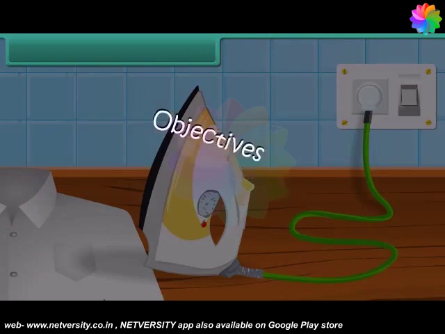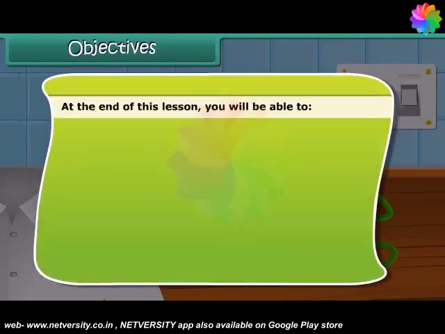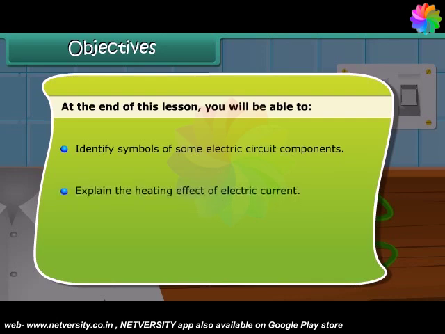Objectives. At the end of this lesson, you will be able to identify symbols of some electric circuit components, explain the heating effect of electric current, discuss the importance of electric fuse in electrical circuits.